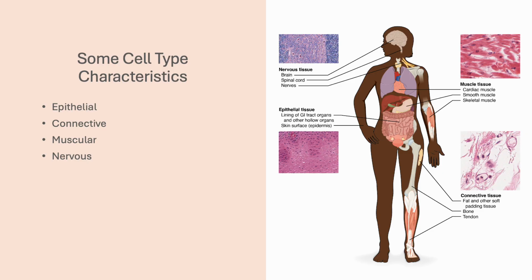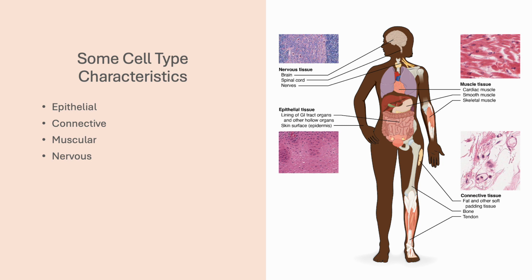And lastly, Chapter 3 is going over some of the representative cell types, which starts with epithelial, and they protect the body and secrete fluids. They are part of the epidermis. They are found lining the GI tract organs and hollow organs, and they have no direct blood supply.